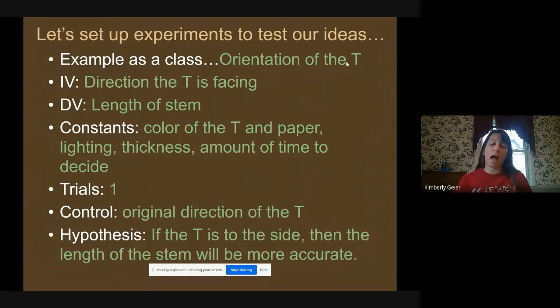The hypothesis that I made is that if the T is on the side, I would be more accurate at figuring out the right distance. So I think if the T is on the side, we're going to be more accurate than if the T is facing up. I think it's something to do with this up and down. If the T is on the side, we're going to be able to beat the illusion better. But I don't know. That's why we're going to do the experiment. So let's try.